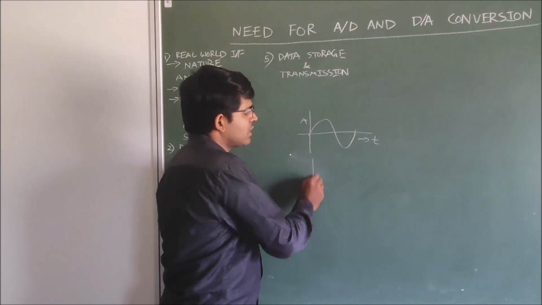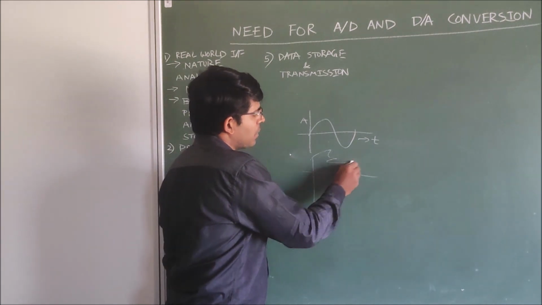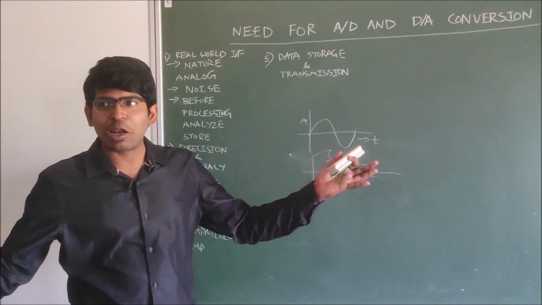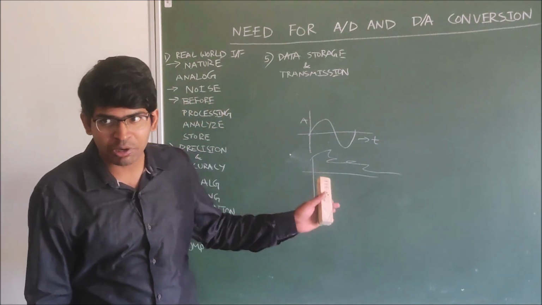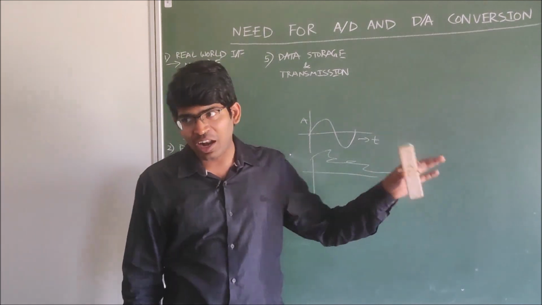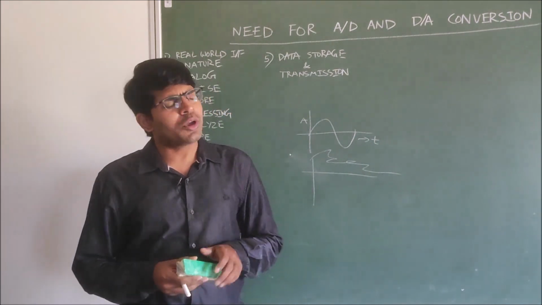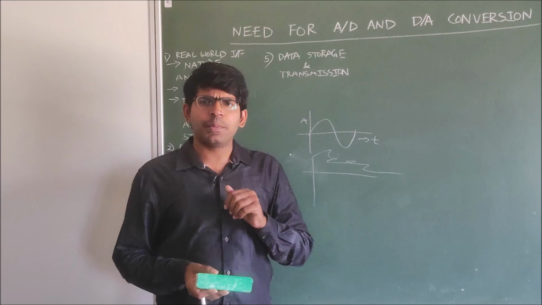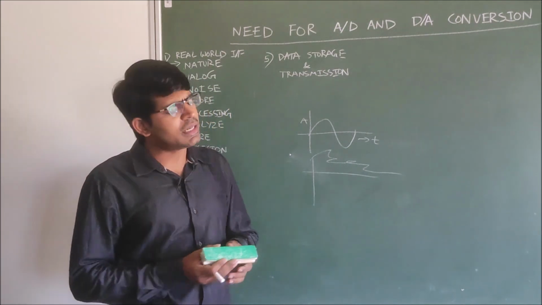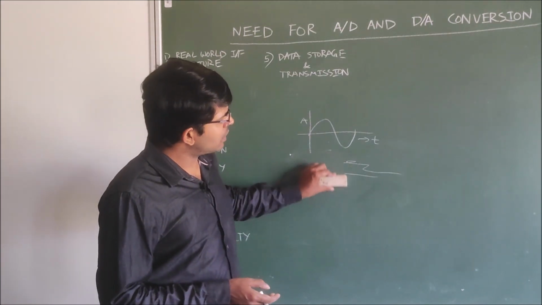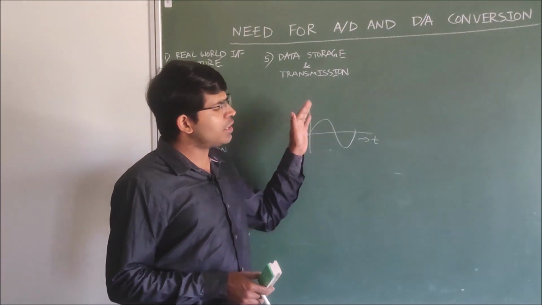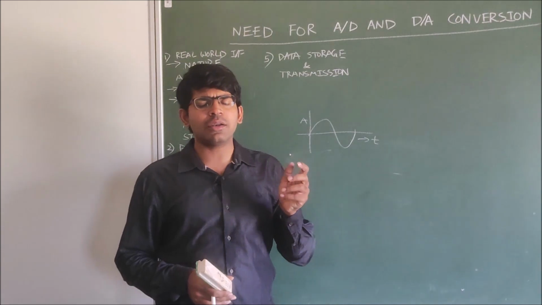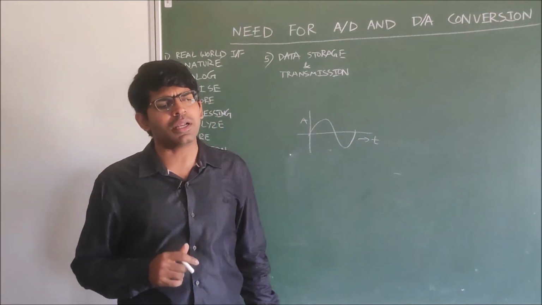So generally the signal might not be like this only. This is an analog signal. That might not be a periodic signal. This is an aperiodic signal, but still it is an analog signal. Okay. So we mentioned that a signal is an analog signal when it is continuous in time and continuous in amplitude.